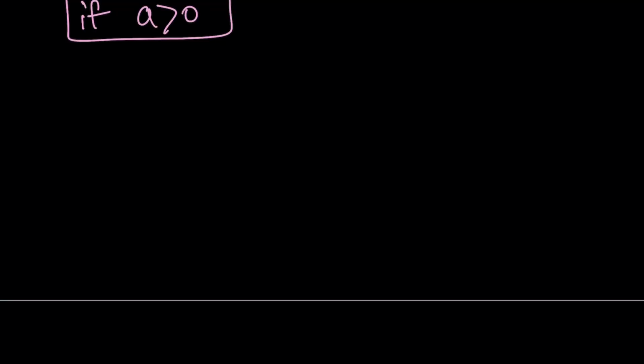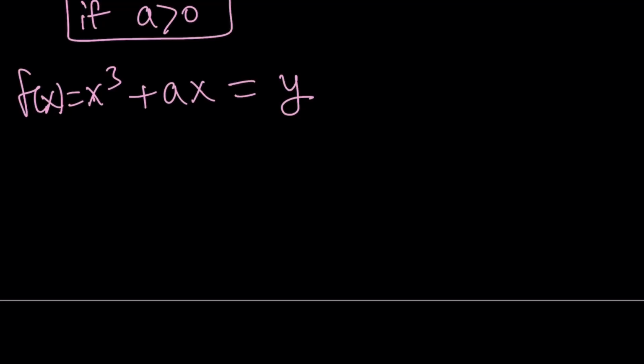So to find the inverse, let's go ahead and set f of x, which is x cubed plus ax, equal to y. And don't ask why, because that's how you find the inverse. Now you can go ahead and solve for x to find the inverse. And when you do, since f of x equals y, x is going to equal f inverse of y.